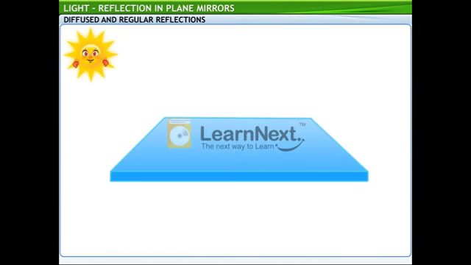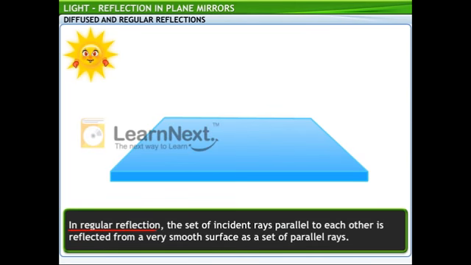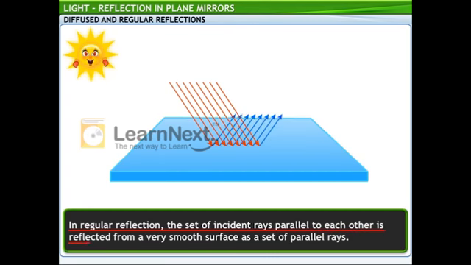The reflection from a very smooth surface, like that of a plain mirror or a plain glass, is called regular reflection. In regular reflection, a set of incident rays parallel to each other is reflected from a very smooth surface as another set of parallel rays.